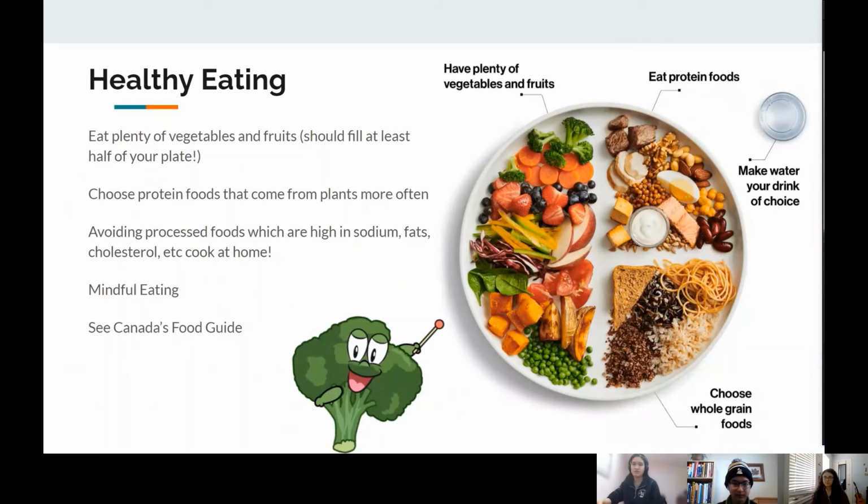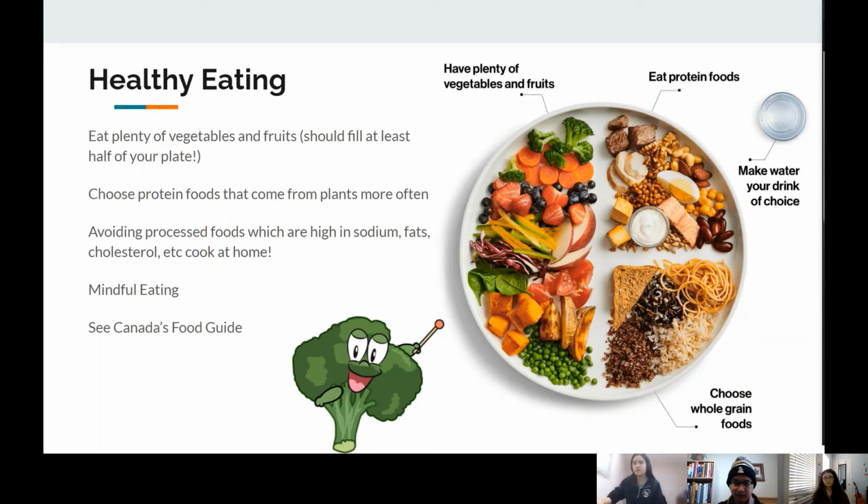Another habit to form is healthy eating. Now, healthy eating is a really good preventative measure to prevent a lot of cardiovascular diseases or the progression of a lot of these chronic diseases. And so the Canada's Food Guide, they recommend eating a lot of vegetables and fruits, at least half your plate, as we can see in this image here. Just keep in mind that fruits do contain a lot of sugars.